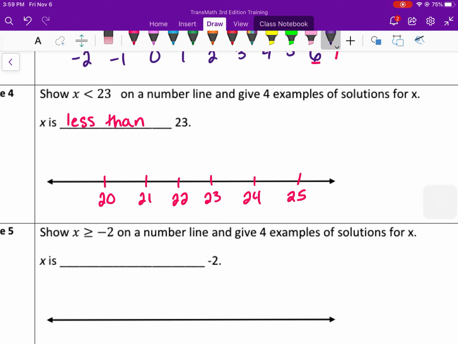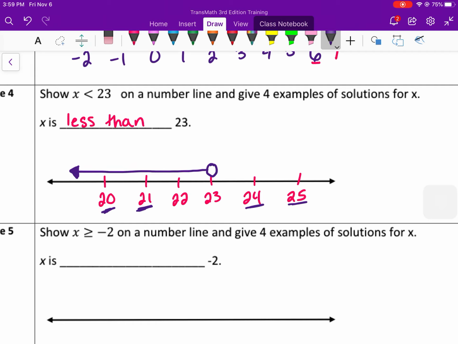X is less than 23, so I start by putting my circle at 23. And then I think about whether or not I fill it in. Since 23 is not equal to 23, I leave the circle open. And then less than, I look at the values on the left of the number 23, like 21, 20. And the numbers on the right are 24 and 25. Since 21 and 20 are less than 23, I draw my arrow for my graph towards those numbers.